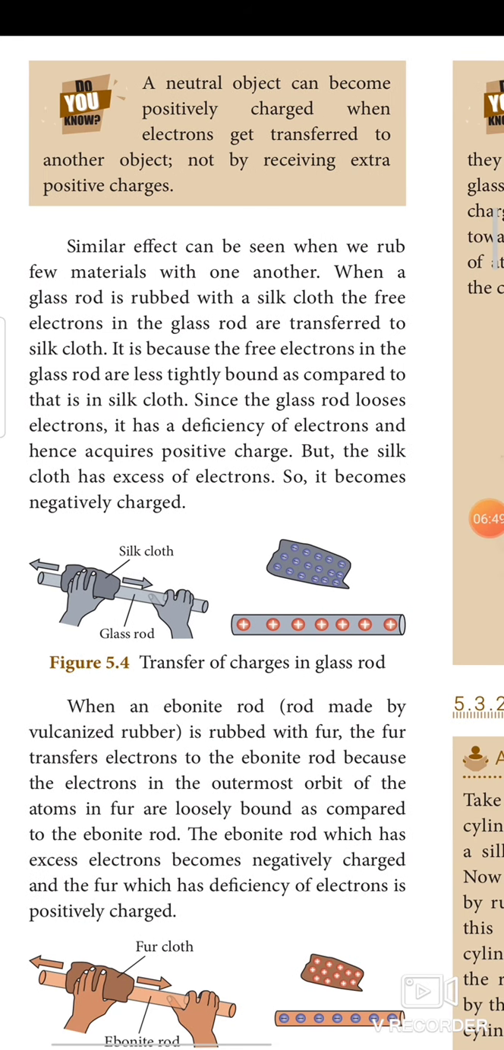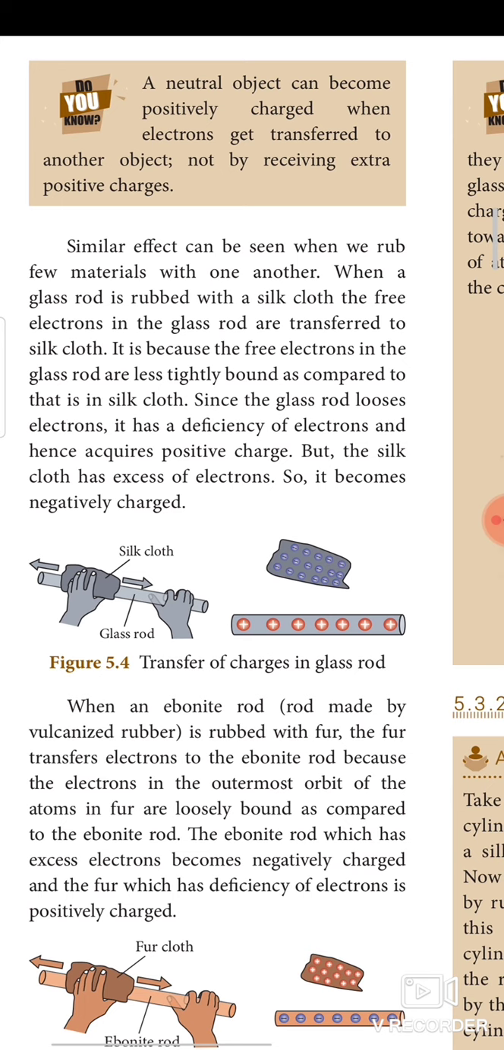The same thing happens with an ebonite rod and fur. An ebonite rod, made up of vulcanized rubber, is rubbed with fur. The fur transfers electrons to the ebonite rod because the electrons in the outermost orbit of the atoms in fur are loosely bound as compared to the ebonite rod. The ebonite rod, which has excess electrons, becomes negatively charged, and the fur, which has a deficiency of electrons, is positively charged.